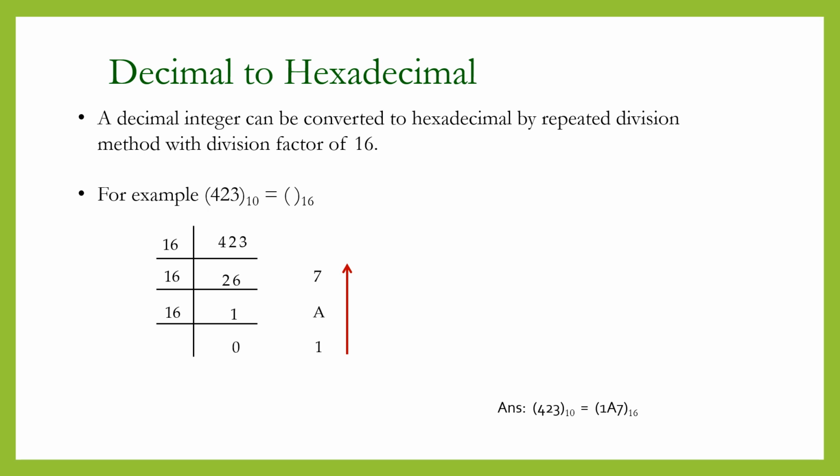For that, we are going to divide this decimal value by 16, and quotient is 26 and the remainder is 7. It is recorded, and 26 is divided by 16, and quotient is 1 and the remainder is 10. So here we are going to write capital letter A, and 1 is lesser than 16. So obviously the quotient will be 0 and the remainder will be 1. And we have to write down these remainders from bottom to top, 1A7.